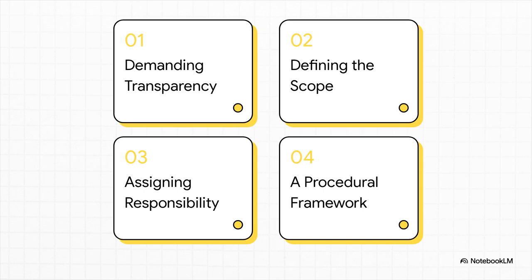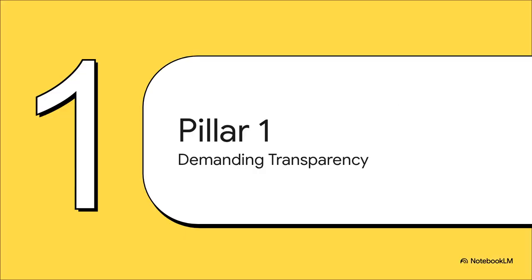We'll look at how it demands transparency, how it defines the scope of what regulators can ask for, how it assigns responsibility, and finally, how it creates a clear framework for the whole process. Okay, let's start with the absolute foundation, the first and most critical pillar, the power to demand transparency.